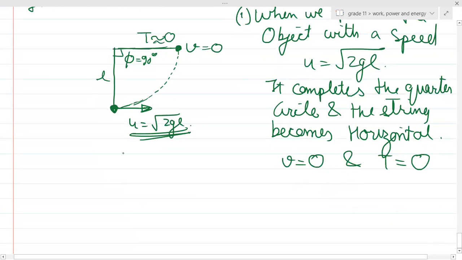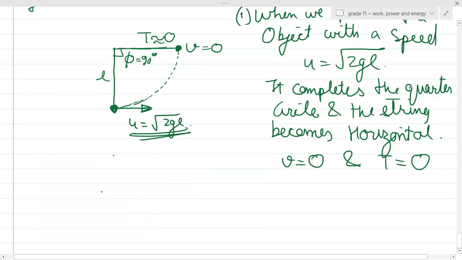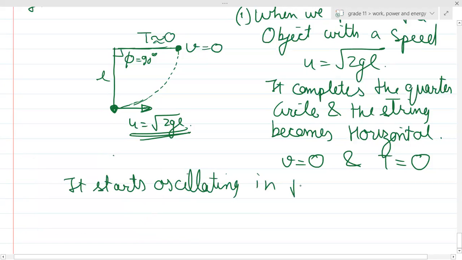So after this, what will happen? It will come back like this. Will it remain like this forever? Can it stop in midair? No, sir. It will come back down. So basically it will undergo oscillatory motion like this. Are you getting my point? So can I say it starts oscillating in the lower half of the vertical circle?